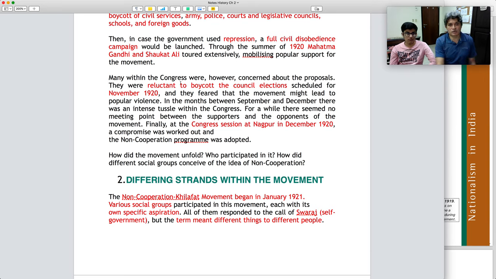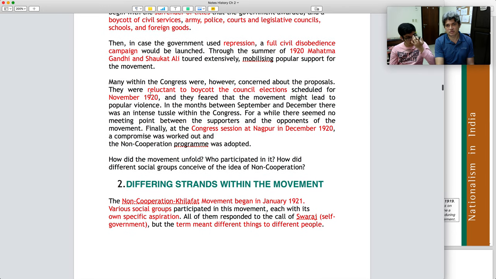Many within the Congress were not convinced and were concerned about the proposal, because they were reluctant to boycott the council elections scheduled for November 1920. They said that if we go for non-cooperation, we will not be able to participate in the council elections. And they feared that the movement might lead to popular violence.